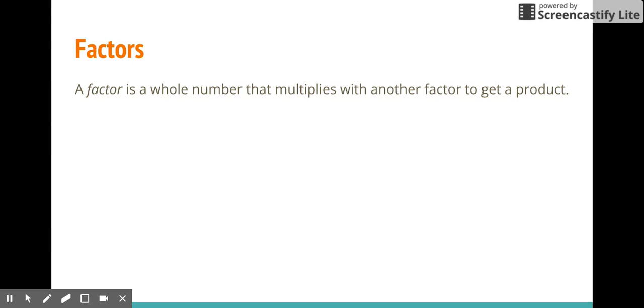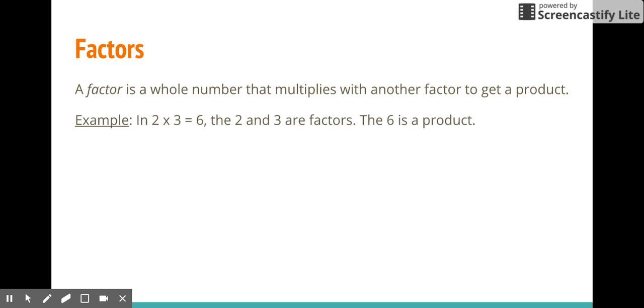When we talk about factors, we're talking about a whole number that multiplies with another factor to get a product. For example, in the number sentence 2 times 3 equals 6, the 2 and the 3 are factors. They multiply together to get the product 6.